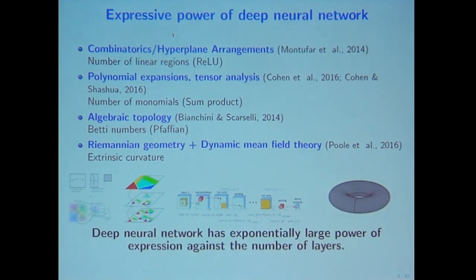Before going to the theoretical analysis, I would like to give a brief literature overview. It is well known that the expressive power of a deep neural network goes up in an exponential way as the number of layers goes up. If we have many layers, then its capacity or expressive power is very large. In some situations, instead of making the network wider, making the network deeper is more effective.